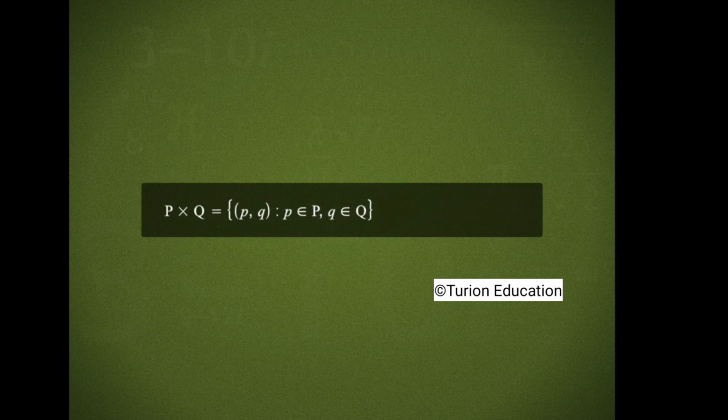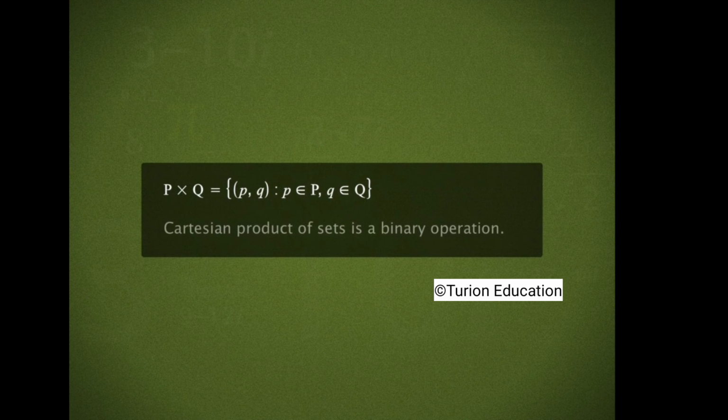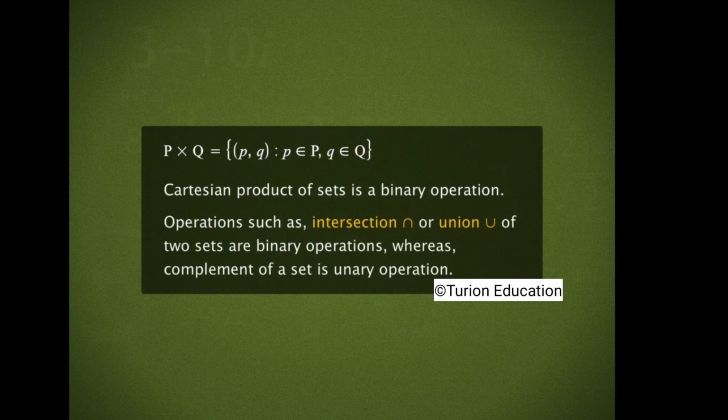Notice that in order to find out the Cartesian product, we need two sets. So, Cartesian product is a binary operation. Recall that an operation that involves two operands is called a binary operation. For example, intersection or union of two sets are binary operation, whereas the complement of a set is unary operation.